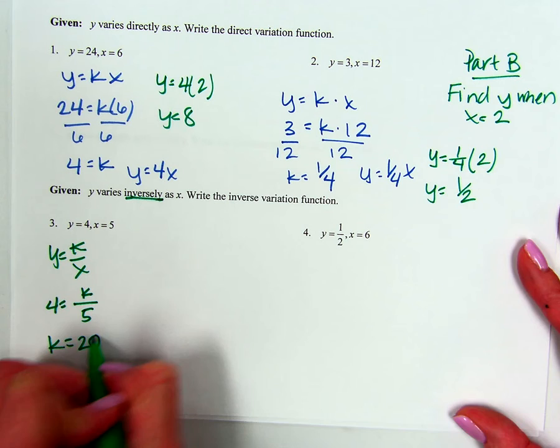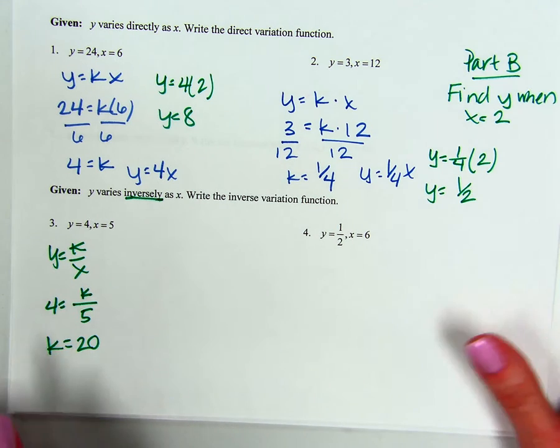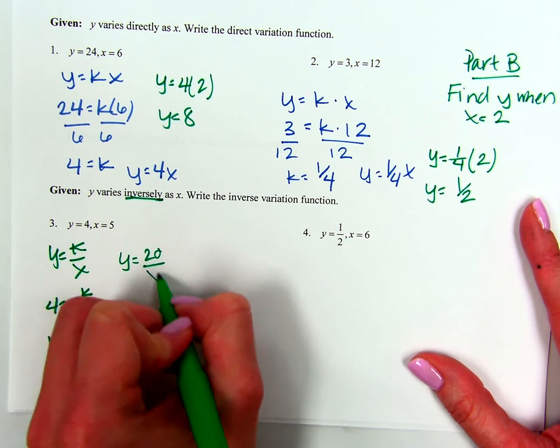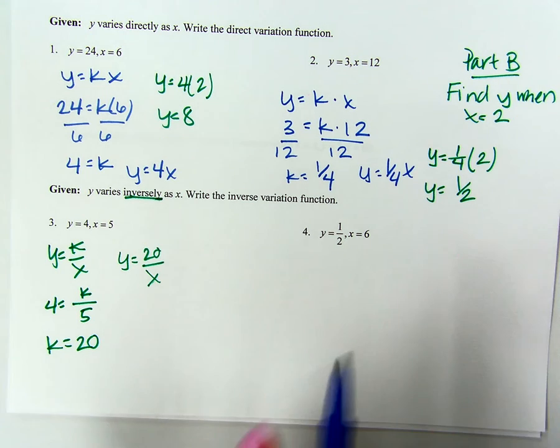K equals 20. Now we take that and put it back into our equation here. So we have y equals 20 over x right there. We'll do a part B for this one as well. So I'm going to write that over on the side here.